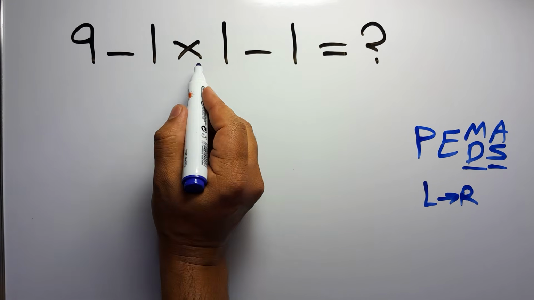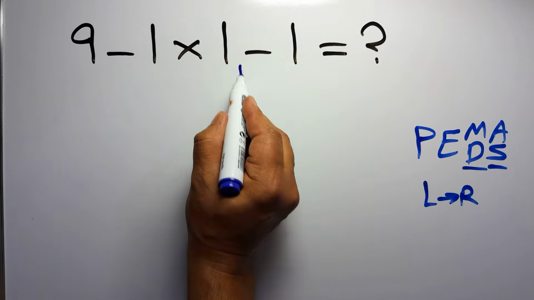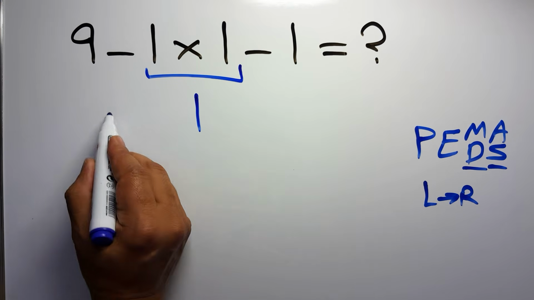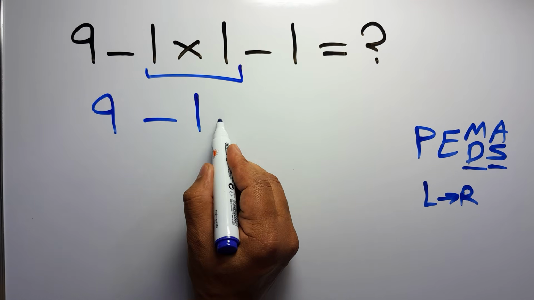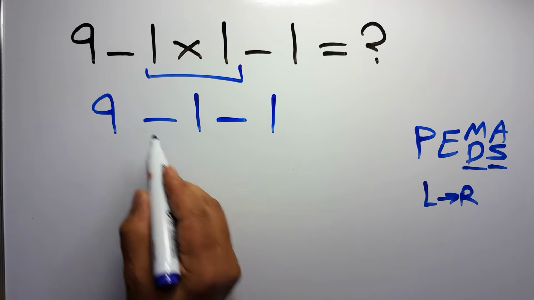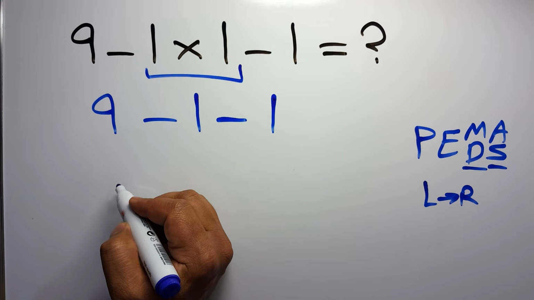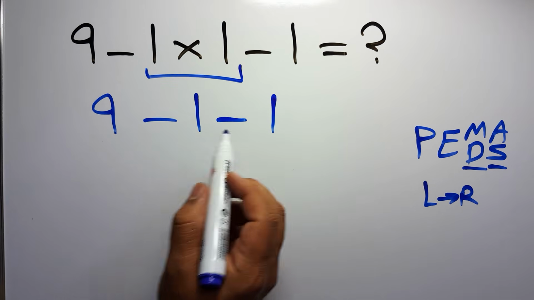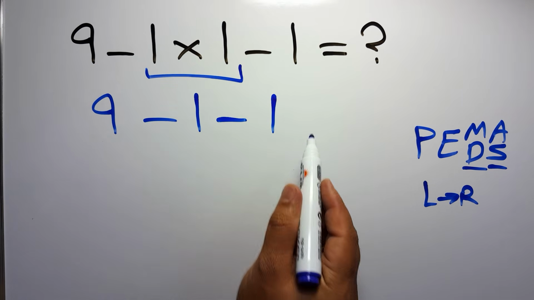So first we have to do this multiplication. 1 times 1 gives us 1. So we have 9 minus 1, then minus 1 again. Okay, now we have to do this subtraction, because when we have more than 1 subtraction in an expression, we have to work from left to right.